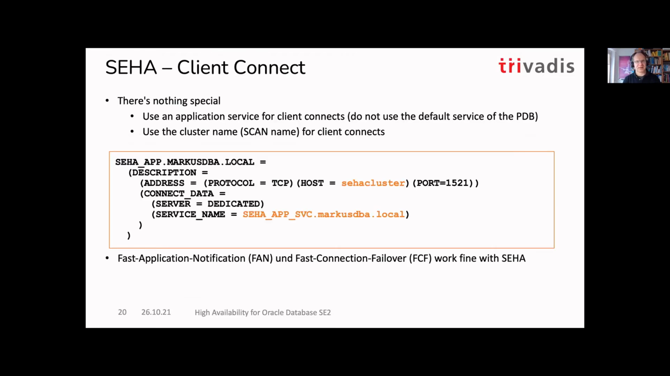So, client connect. For the host name in your TNS names, simply use, for example, a SCAN name of the cluster. And for the connection service, use an application service of your SEHA database. So nothing special there. Just keep in mind, do not use the node itself, the first node where it is running, but you have to use the cluster name. FAN and Fast Connection Failover work fine. A colleague of mine has tested that, and he was really happy with that. So that looks good.